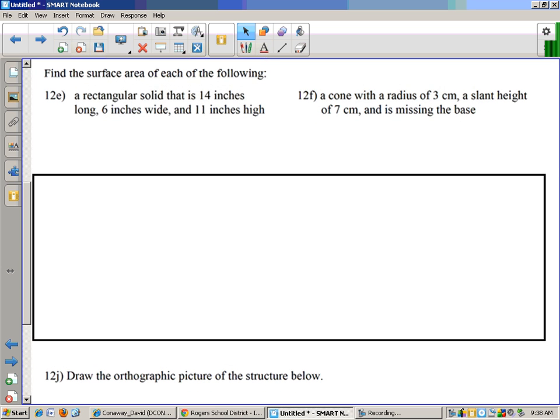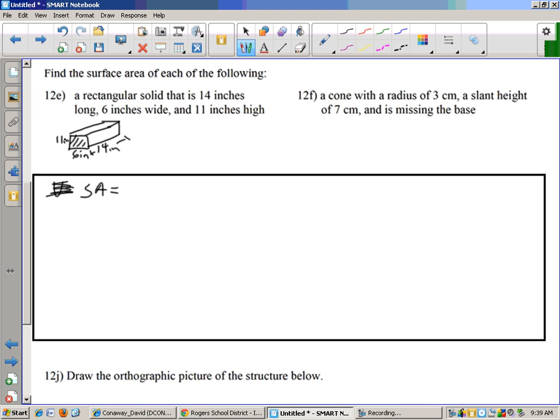Okay, surface area of each of the following. A rectangular solid that is 14 inches long, 6 inches wide, and 11 inches high. Once again, this is just going to be the area of a base times the height. I'm sorry, we're trying to find the surface area, not the volume.